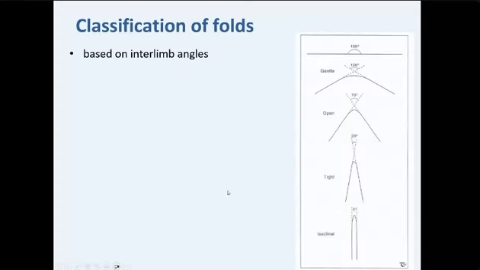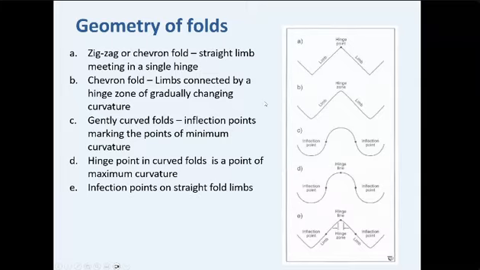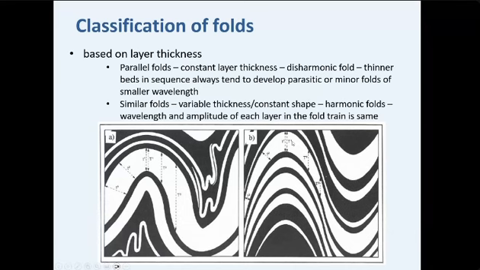So this is a classification based on interlimb angle, isoclinal to gentle. We've talked about this already, right? Yes, sir. Good. We talked about the geometry of folds. We talked about inflection points where there's a change in curvature. We talked about classification that is based on layer thickness. We talked about parallel folds and similar folds.